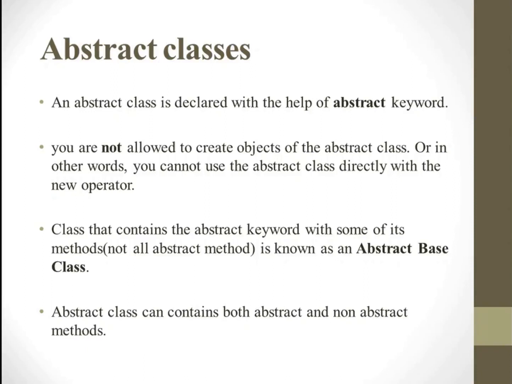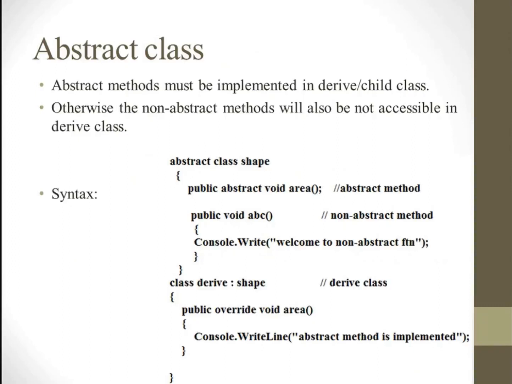A class that contains the abstract keyword with some of its methods is also known as an abstract base class. It means that whenever you see the abstract keyword, this is an abstract class. An abstract class can contain both abstract methods and non-abstract methods. Abstract methods are those methods which have no body, and non-abstract methods are those methods which have a body within the abstract class. Let's see the syntax.